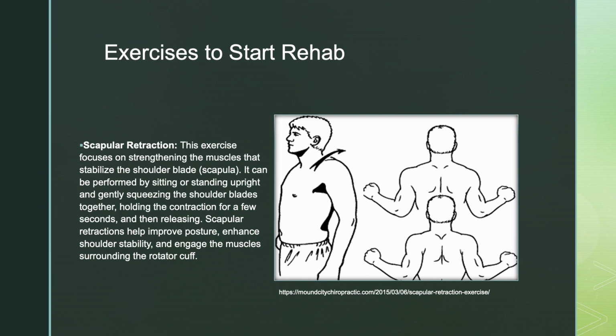And then scapular retraction. This is where you roll your shoulders back in your scapula. This works all of the muscles that surround the rotator cuff as well as helps with stability.